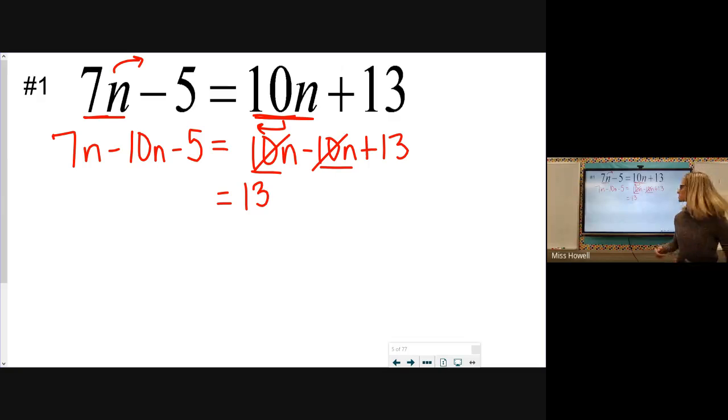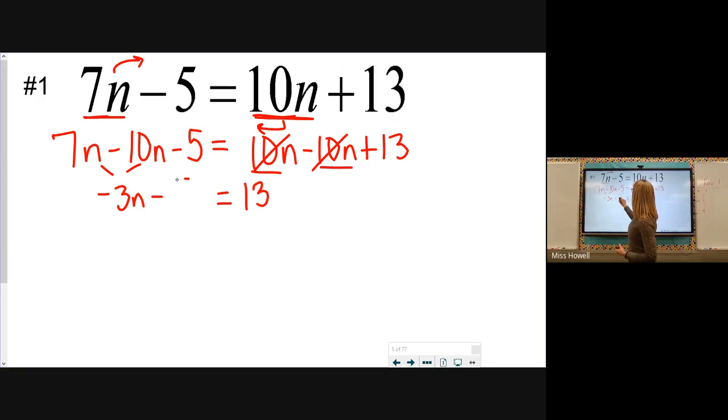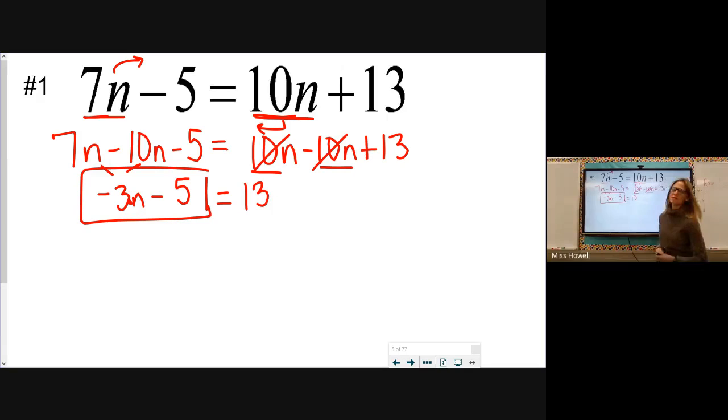So 7n minus 10n would give us a negative 3n, and we still have a subtract 5. And now once we get here where our variables are all in one location, we're going to either be back to a one-step or a two-step equation. In this case, we have multiply and we have subtract, so this is a two-step equation. I got to cover up my n term. I got to get rid of a subtract 5 by adding 5 to both sides. Negative 3n minus 5 plus 5 equals our 13 plus 5.